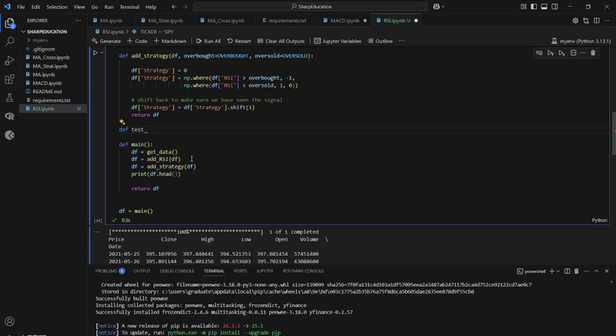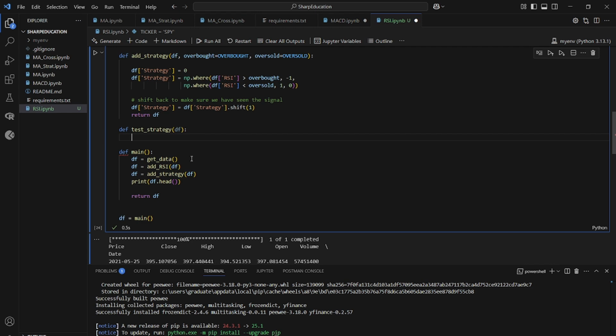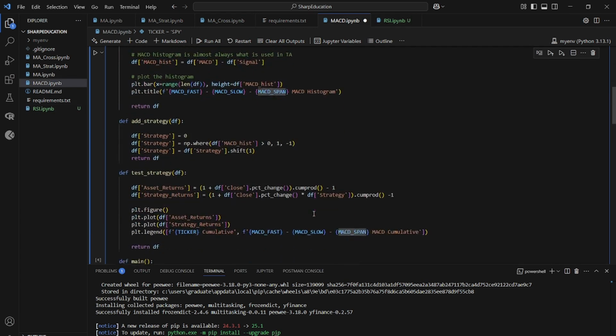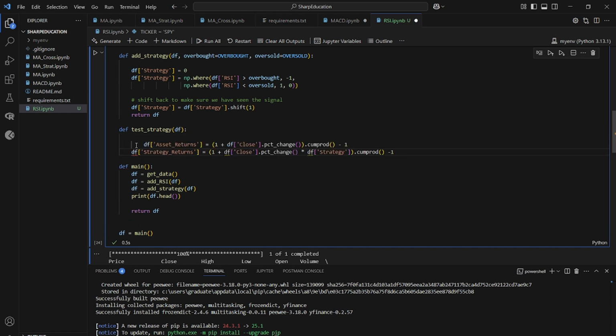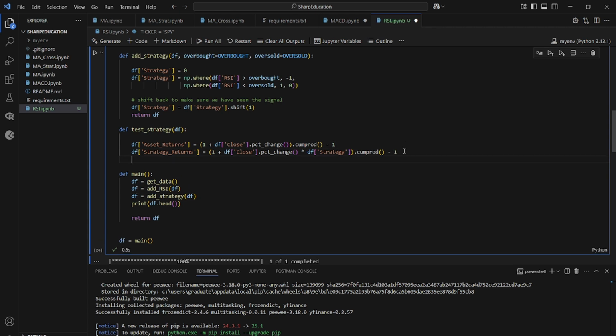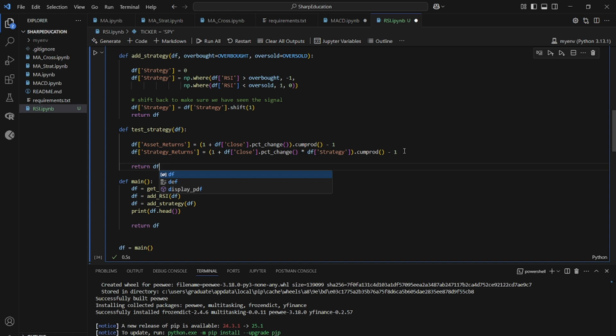Define test strategy, the data frame. So I'm going to take code from our old function the same way, okay? So asset returns are going to be multiplying the cumulative returns of the asset by nothing, and the strategy returns are going to be multiplying the cumulative returns of the asset by our strategy column. Very simple. This is why I like defining 1, -1, and 0 before we move on to testing any strategies. It just makes the multiplication process of testing the strategy very easy. And we're going to return the data frame.